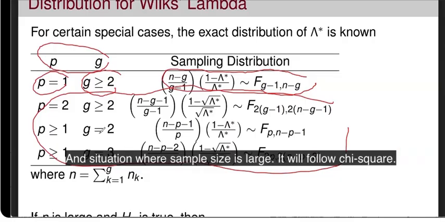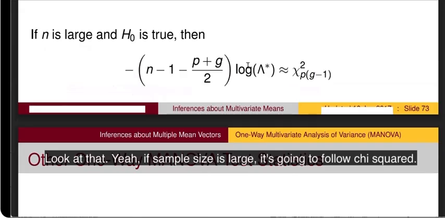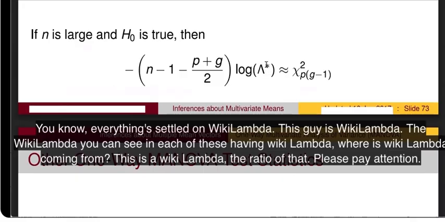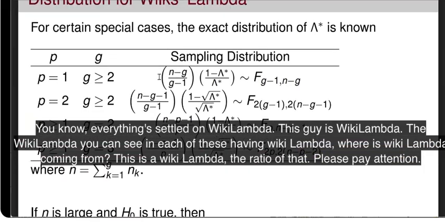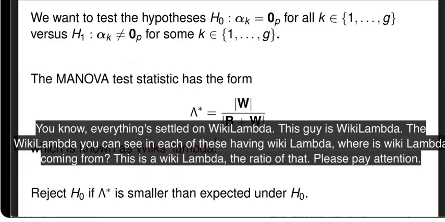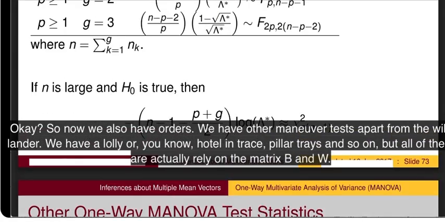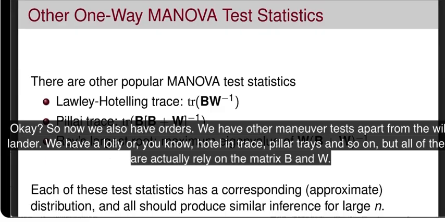In a situation where the sample size is large, it will follow chi-square. Look at that here. If the sample size is large, it's going to follow chi-squared. Everything is centered on Wilks' lambda. Where is Wilks' lambda coming from? This is the Wilks' lambda, the ratio of that. Please pay attention.